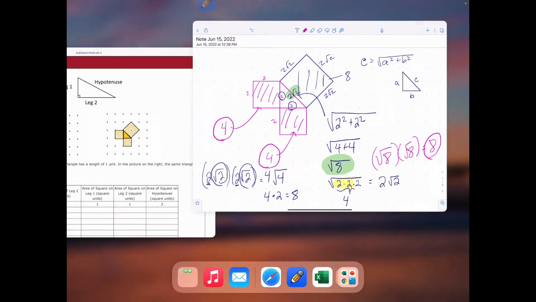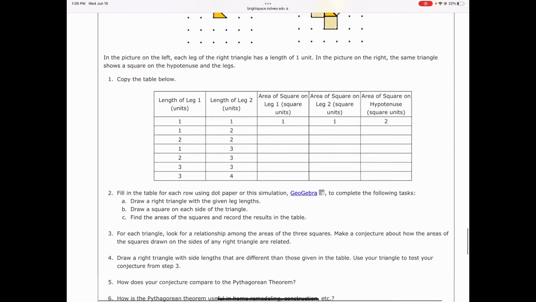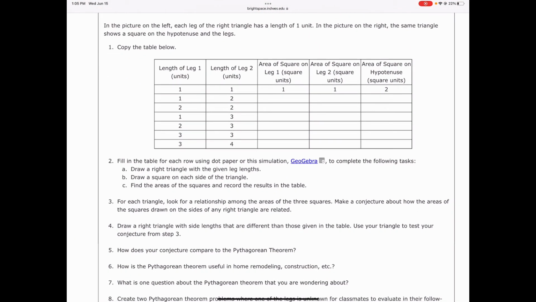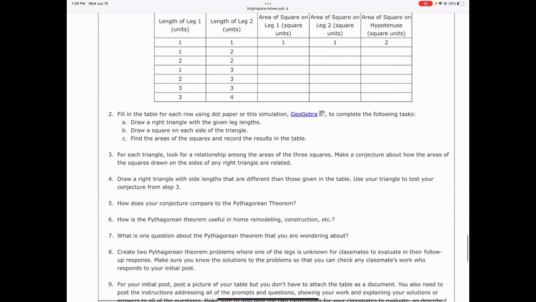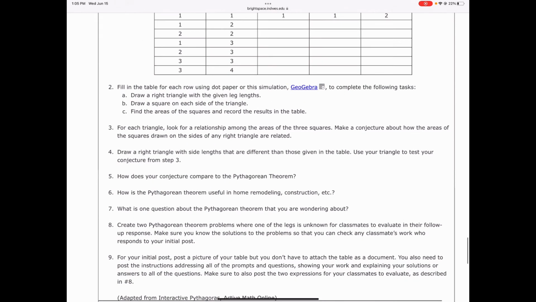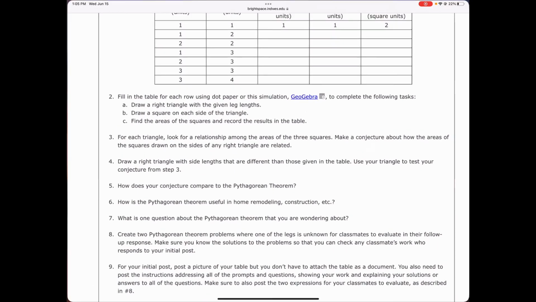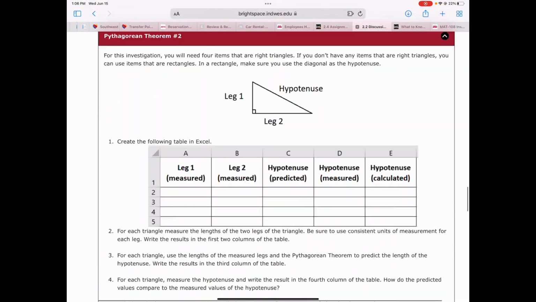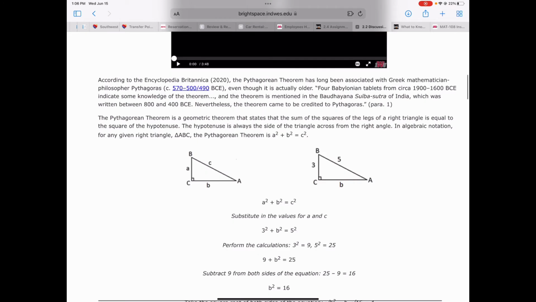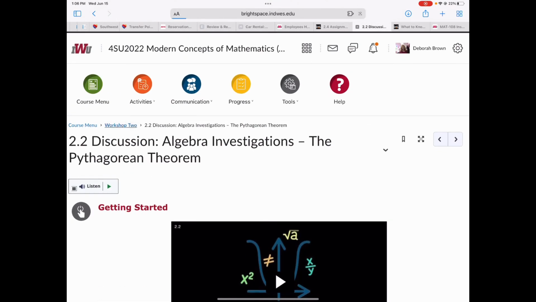Anyway, keep doing that. And make this into an Excel spreadsheet or something, and keep it nice and neat, and then go ahead and put it in the different questions and everything, and do what it's asked you to do. Okay, so that is workshop 2.2. Let's go back.